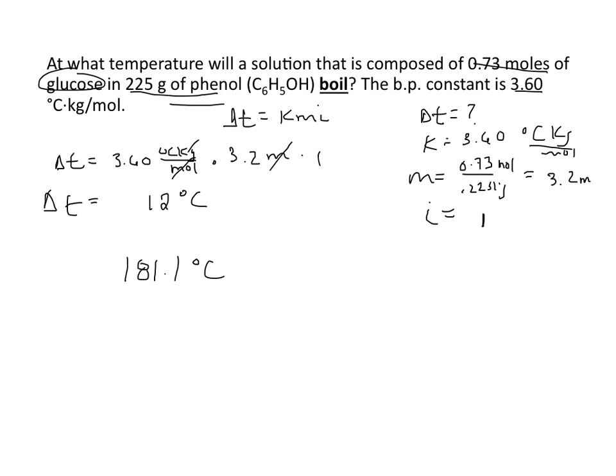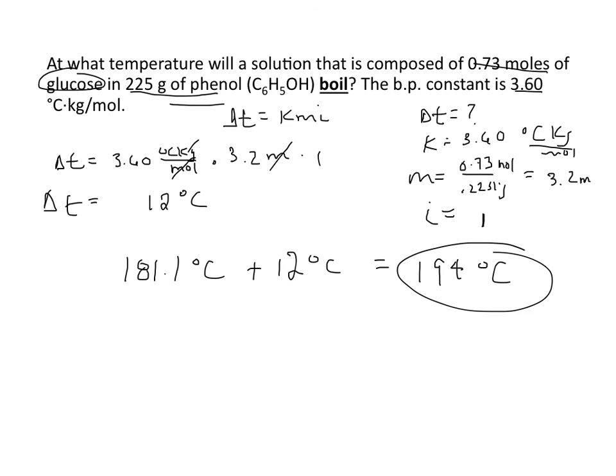181.1 degrees C. Okay, so in this case, because it's a boiling point elevation, we're going to add our change in temperature, right, because it's a boiling point elevation. We're going to add our delta T to this. Okay, and this is going to give us 194 degrees C. So this would be the boiling point of our glucose and phenol solution.